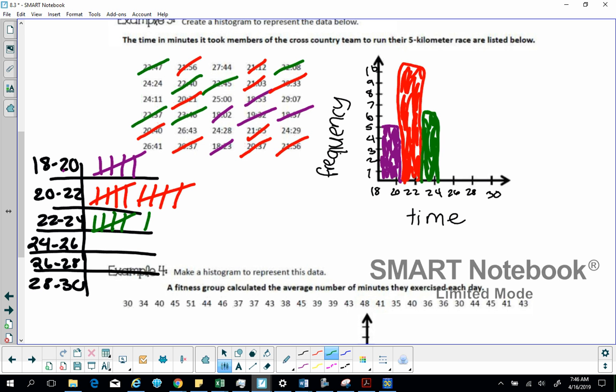All right, 24 to 26. How many are there? 1, 2, so it's under 26. 3, 4, 5. So I put a 5 right here. What about 26 to 28? So under 28 would be 1, 2, 3. That's it. And then 30, there's only one left, so 31 right there.